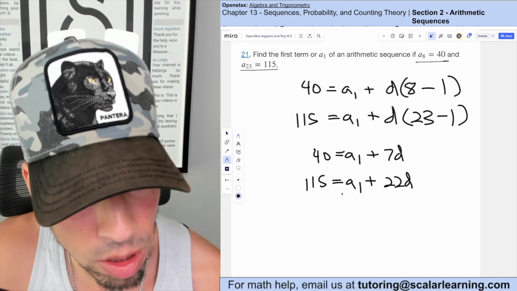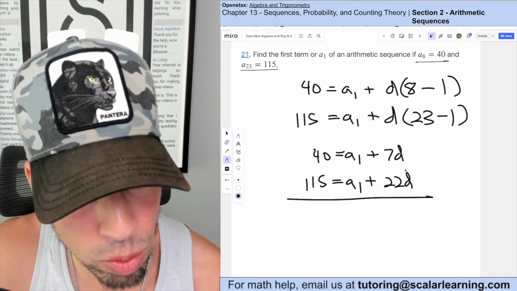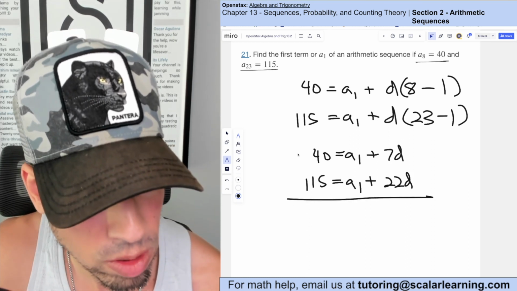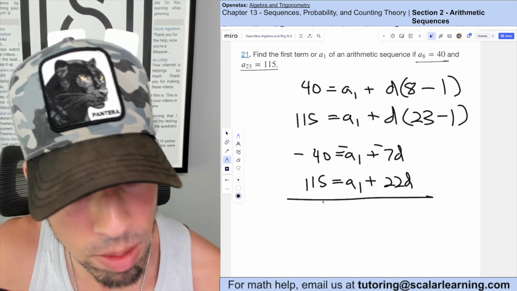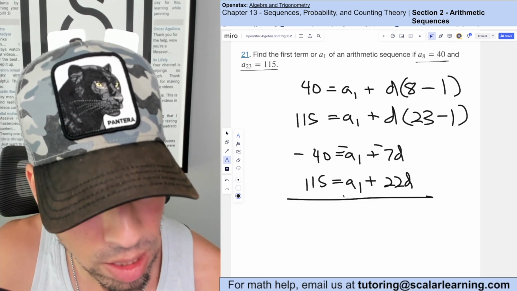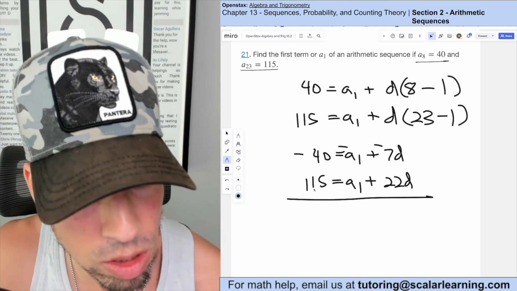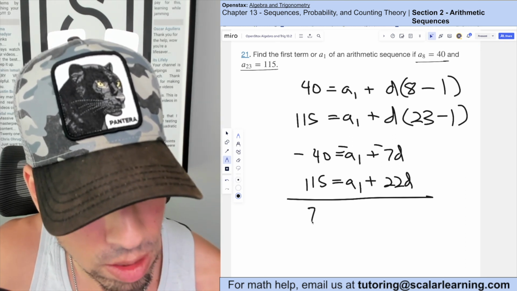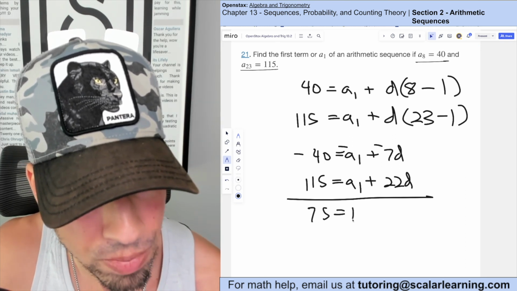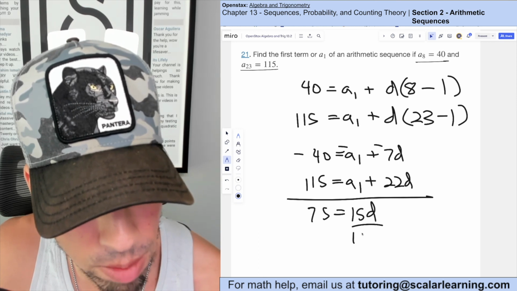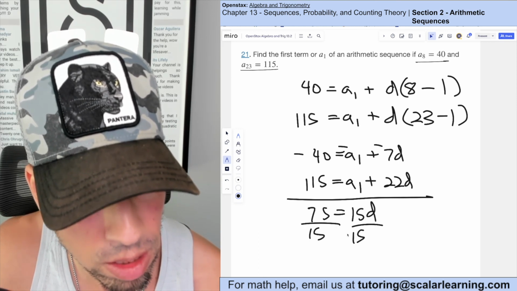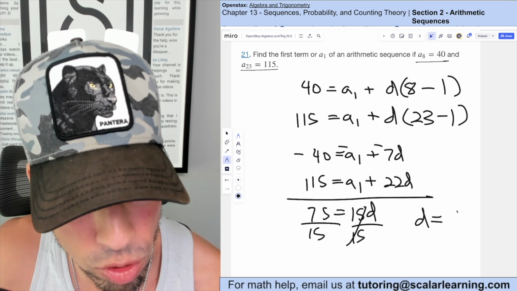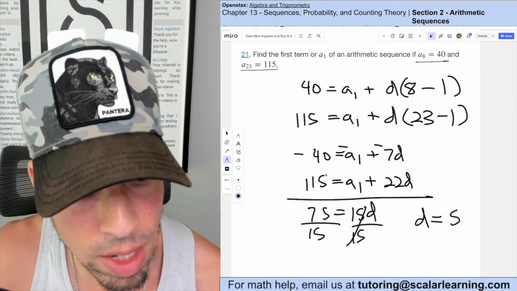Okay, now we're going to use elimination, and first we're going to solve for d. So we're going to negate, multiply everything by -1, and add them together. The a1s are going to cancel out, right? -a1 plus a1 is 0. -40 plus 115 is 75, is equal to 15d. Then we're going to divide both sides by 15, and we've got d is equal to 5.